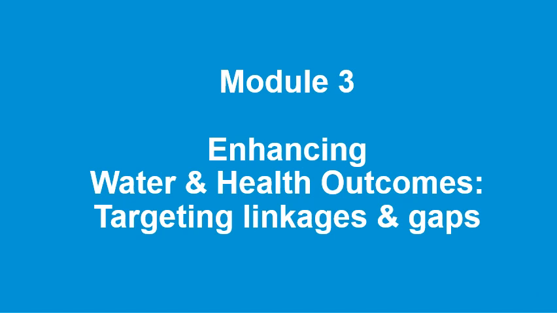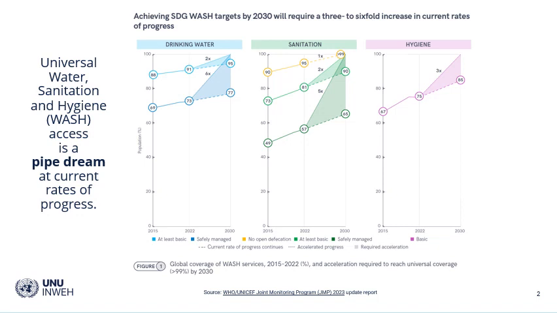As we covered in modules 1 and 2, having universal water, sanitation, and hygiene is critical for good health and well-being. Unfortunately, access to universal WASH is a pipe dream at the current rate of progress. Achieving this will require a 6-fold increase in current rates of progress for safe drinking water, 5-fold increase in sanitation, and 3-fold increase in hygiene.